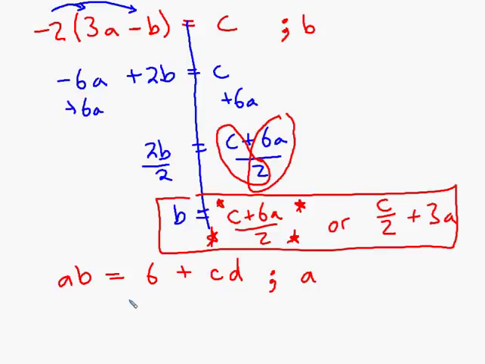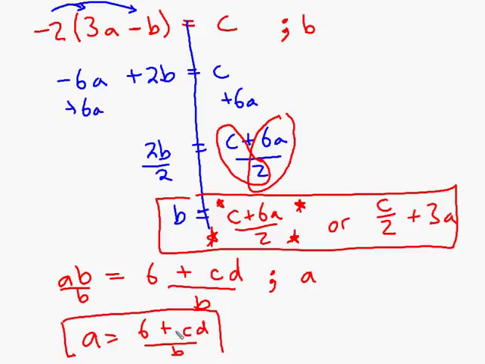All right, so we're solving for A. What should we do? We're solving for A. What should we do? Divide by B. Oh, wow. That's all we have to do, actually. Yeah. A equals 6 plus CD all over B. That's it.